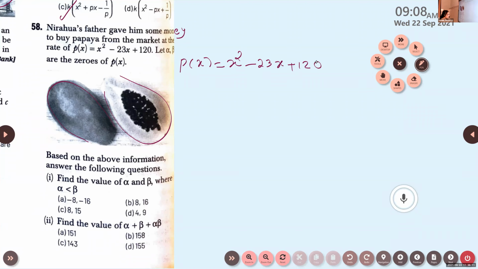If I ask you to find using the quadratic formula, do you know what the quadratic formula is? Elsa, what was the quadratic formula? X square minus alpha plus beta x plus alpha beta. Is that the quadratic formula? Ax square plus bx plus c. I'm asking about the quadratic formula, Elsa. Atulya, do you know what the quadratic formula is?